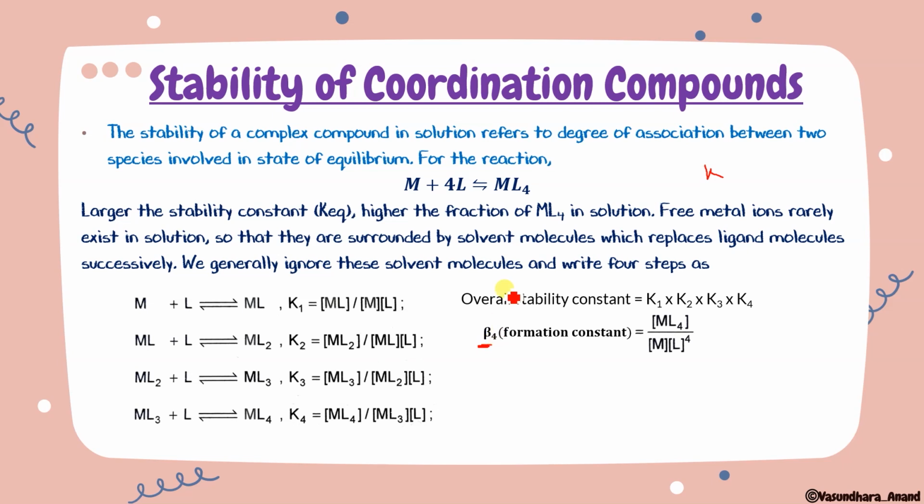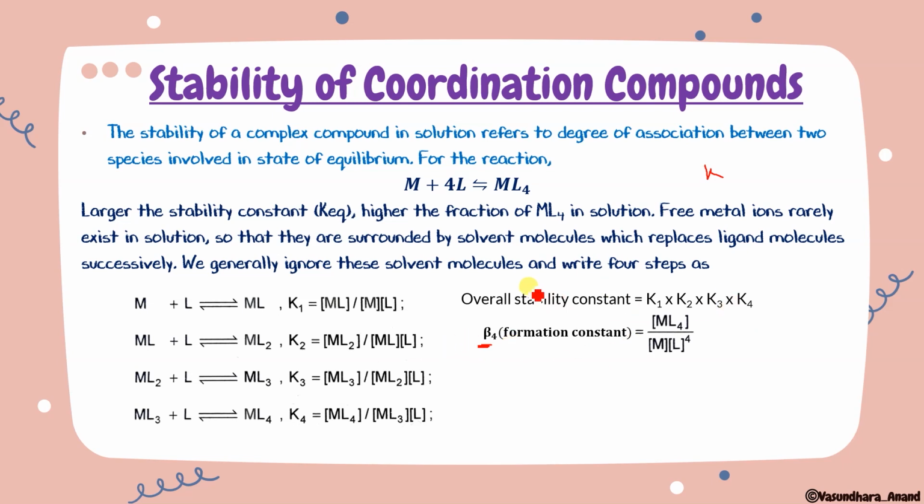This number shows the number of ligands. Since 4 ligands are there, it will be beta 4. If 6 ligands are there, it will be beta 6. If 5 ligands are there, it will be beta 5. Got it? So the formation constant will be ML4 upon M into L to the power 4. And if you multiply K1, K2, K3, K4, you will get the same. So I can write beta 4 is equal to K1, K2, K3, K4. That will be used in solving questions.